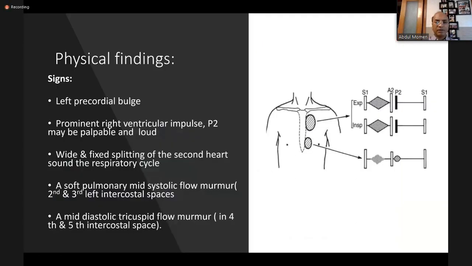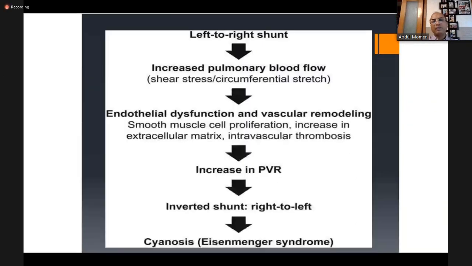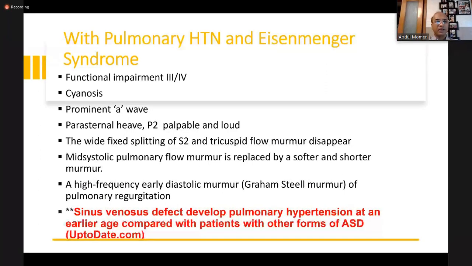Physical findings: left precordial, by pulmonary hypertension and Eisenmenger syndrome, functional impairment with pulmonary hypertension and Eisenmenger syndrome. The presentation is functional impairment, cyanosis, prominent A wave, parasternal heave, P2 palpable and loud, wide fixed splitting of second heart sound and tricuspid murmur disappears because of the Eisenmenger syndrome. Mid-systolic pulmonary flow murmur is replaced by a softer and shorter murmur, high frequency early diastolic murmur, Graham Steell murmur of the pulmonary regurgitation.